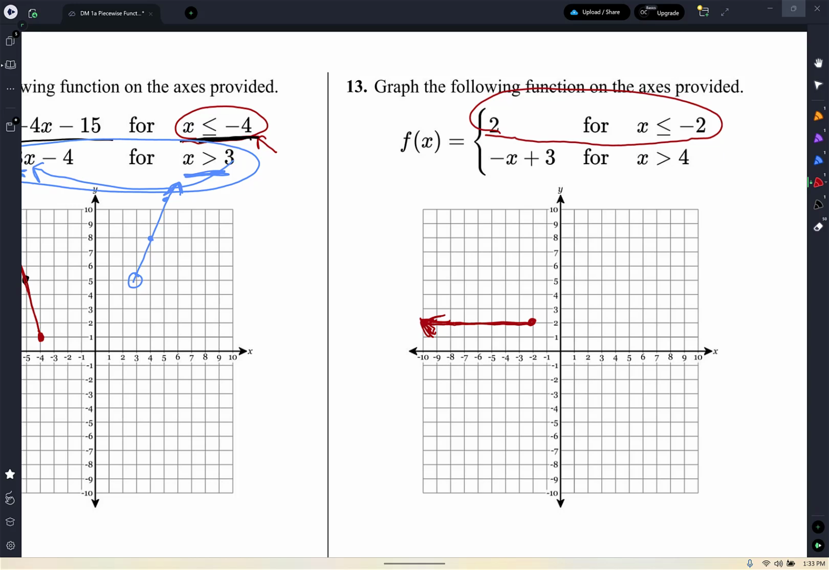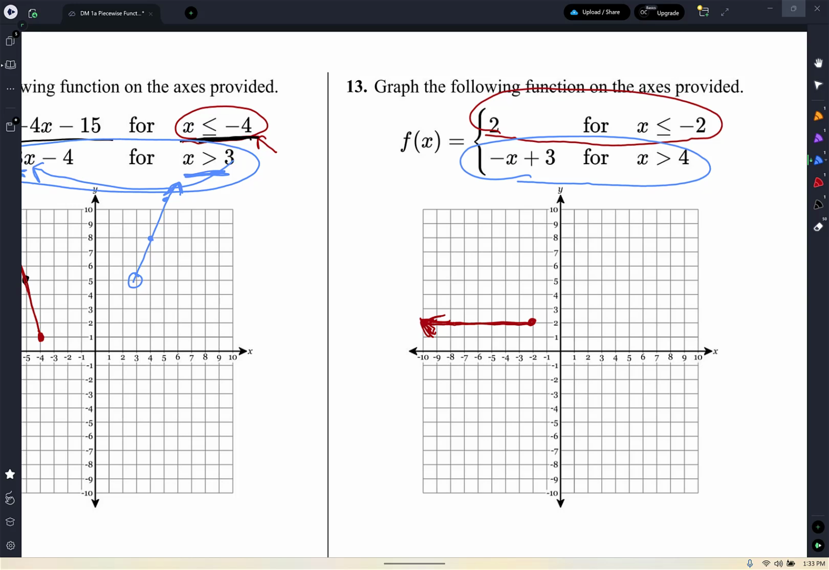Cool or not cool? I'm going to go to sky blue. For x greater than 4, I behave like -x plus 3. So I'm going to plug in a 4. What's -4 plus 3? No, you can say it. -4 plus 3? -1. So go to 4, -1.